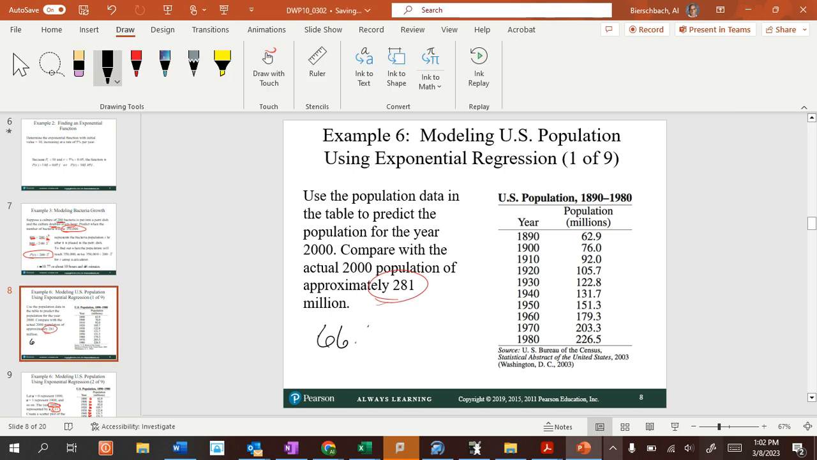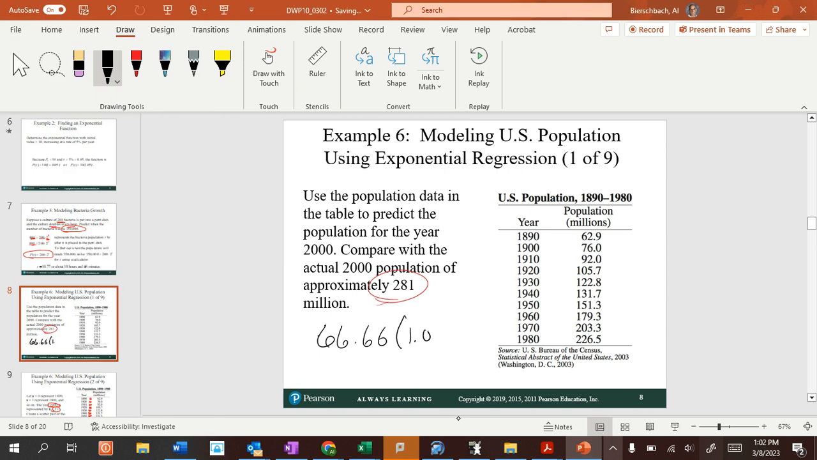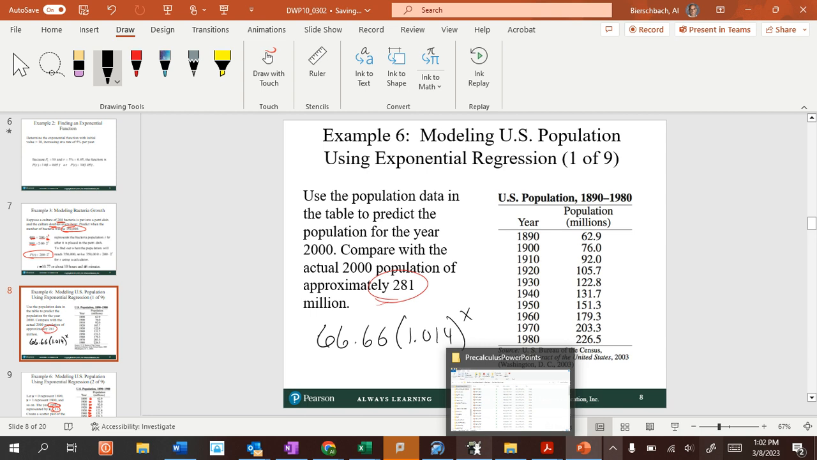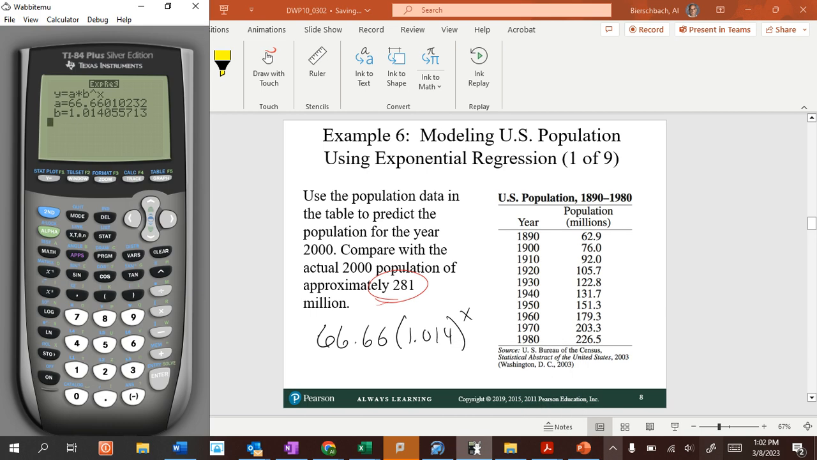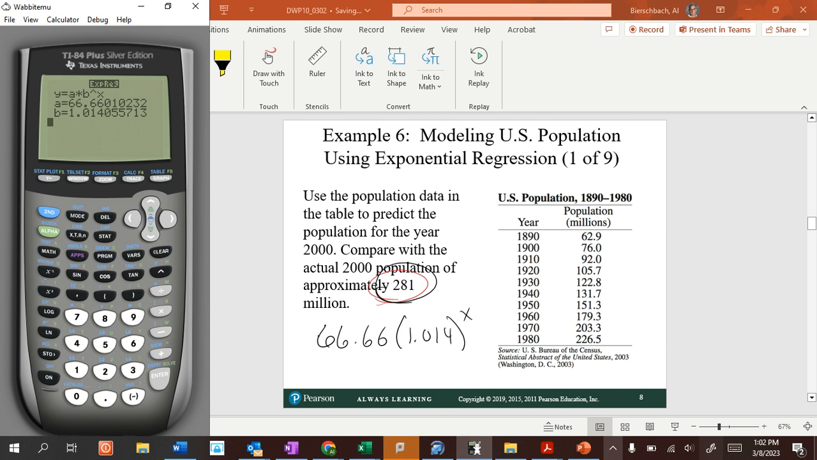Okay. If I calculate it, my equation is 66.66 times 1.014 to the x power. Okay. Now, this time, if we put 110 in there, I bet we're a little closer to 281. So I'm going to look at the graph of this.